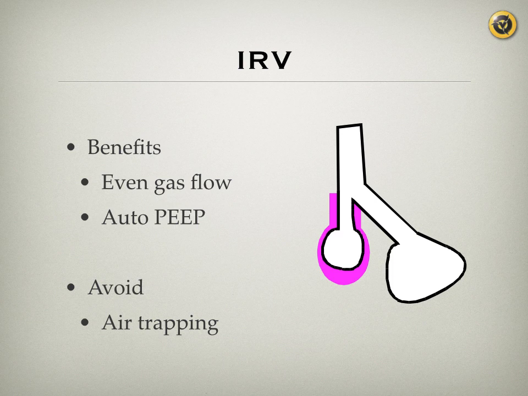But remember, when you inverse the ratio, you decrease the E-time, and when you decrease the E-time, you end up with troubles of air trapping. So you have to monitor for auto-PEEP.